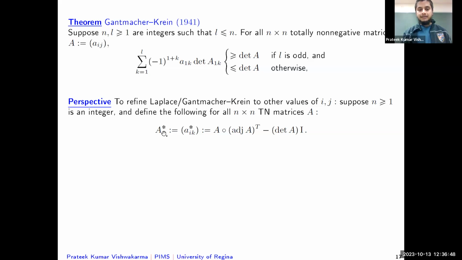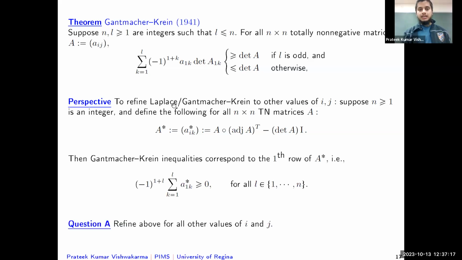For that, we start looking at this matrix A star, which is simply the entry-wise product of A with the transpose of the adjugate. So we are talking about a matrix in which the entries are a11 times determinant A11, minus a21 times determinant A21, and so on. Then we subtract the determinant term from all the diagonal entries in this entry-wise product. Once we do that, it is not very difficult to see that the Gantmacher-Krein inequality above is simply about the partial row sum along the first row of matrix A star. It basically says that depending on the length of that partial row sum, you will get an inequality which is either negative or positive, and which holds for all totally non-negative matrices.